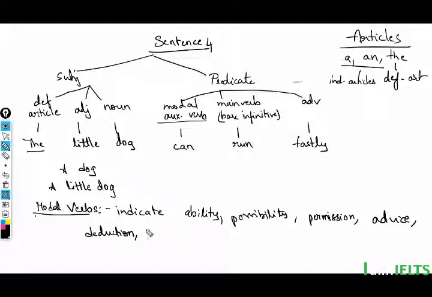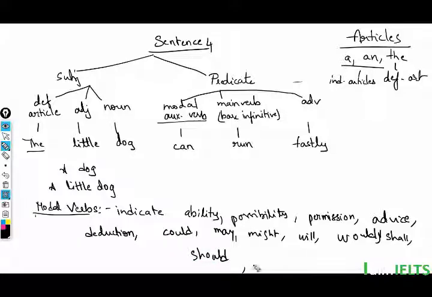So some examples of modal verbs can be can, could, may, might, will, would, shall, should, must, ought to. So these are modal auxiliary verbs.